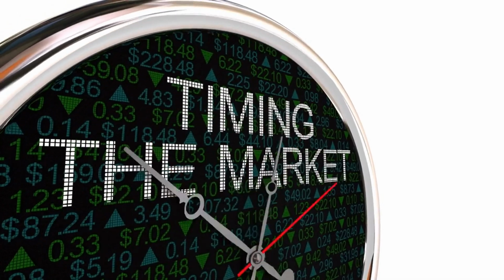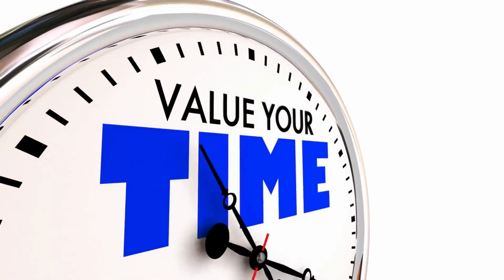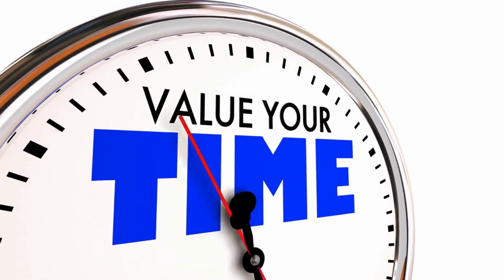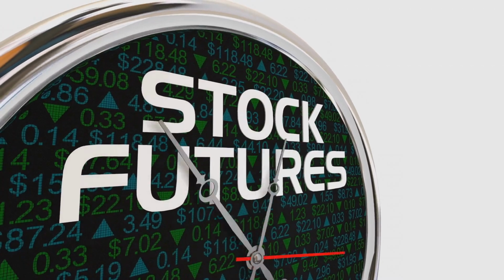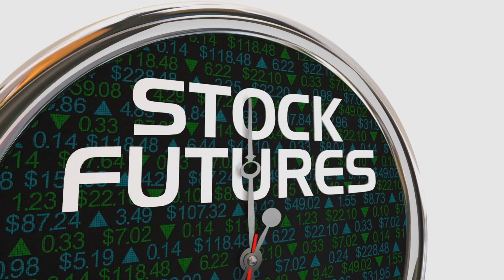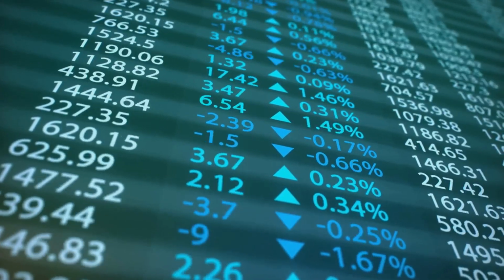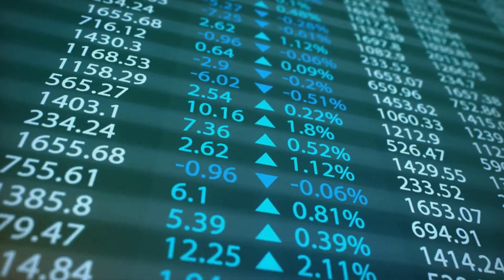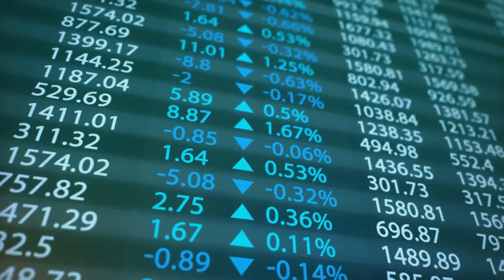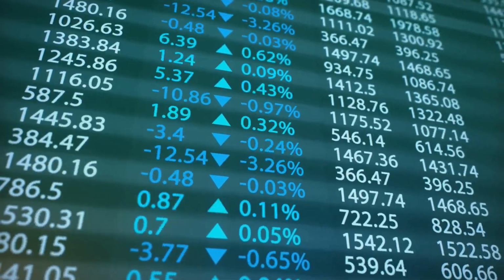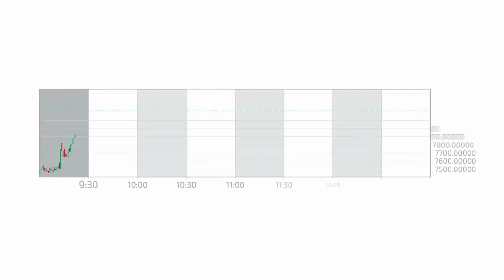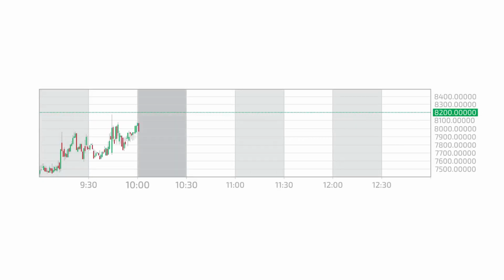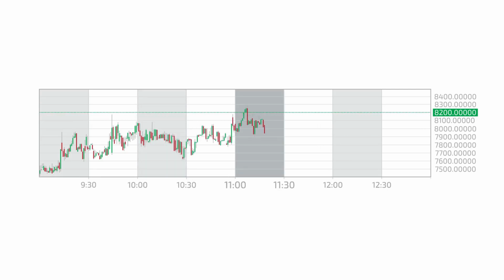All options have an expiration date. The amount of time left until expiration is the time value of an option. Options with many months until expiration have a lot of time value, while options with only a few days until expiration have little time value. This is because more time to expiration means more time for the option to possibly become profitable, for which the market is willing to pay more.